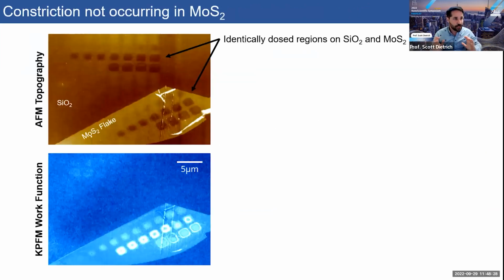And so what we did was we had the same dosing, 1 by 1 micron regions, and we put that dosing on an MoS2 flake and one directly on the SiO2. And we can see here in the topography, we see both of those features. You can see in these high dosed regions that there's depressions not only in the MoS2, but on the silicon dioxide. And the work function changes are happening in the MoS2 as we expect, but nothing is happening in the silicon dioxide, if anything. There might be some hints of changes here.